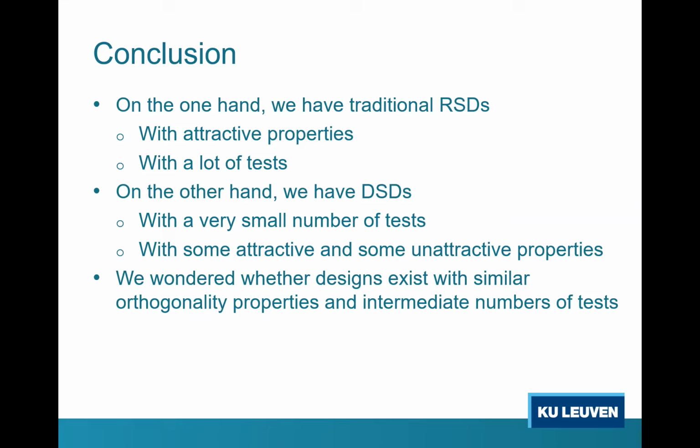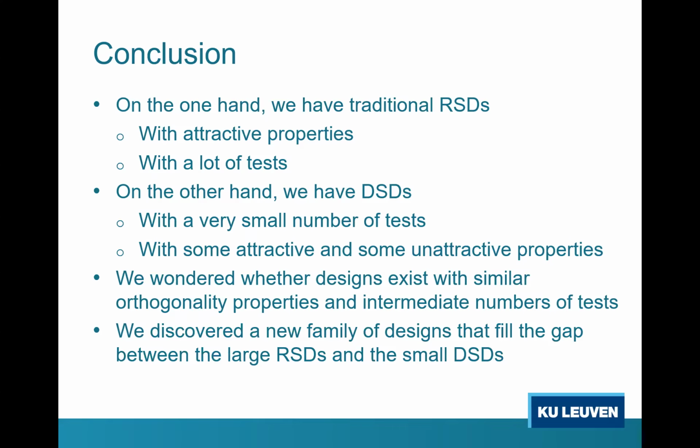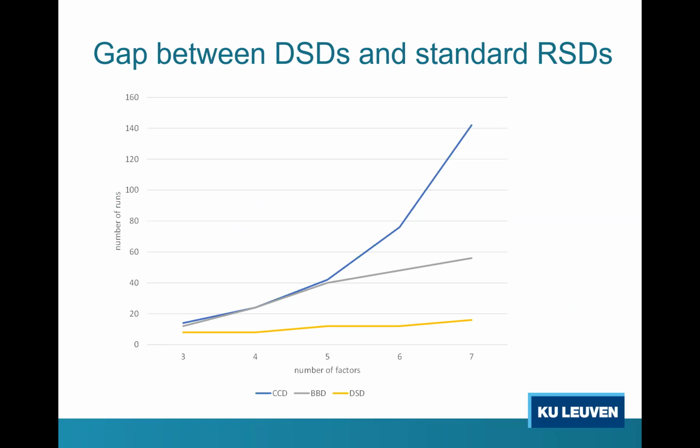And we wanted intermediate numbers of tests because we want, at the end of the day, to have a less painful data analysis, a data analysis that hopefully does not leave us with a lot of ambiguity about which input factors matter and which input factors don't matter. Well, we discovered a whole new family of experimental plans that basically fills the gap between large response surface designs on the one hand and small definitive screening designs on the other hand. And the gap I mentioned is visualized in this slide.